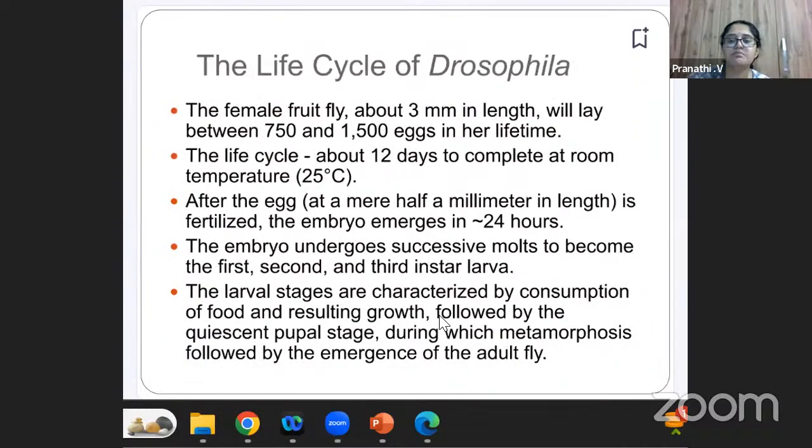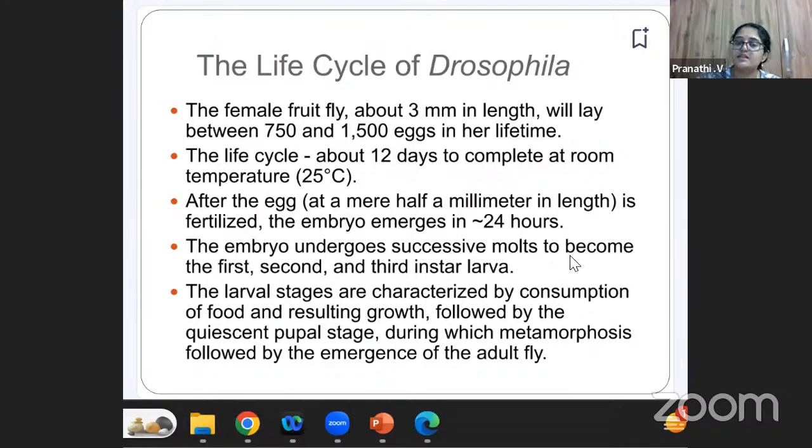So, what is it that is important in Drosophila? Its life cycle is quite short, just around 12 days to complete at room temperature, which is 25 degrees Celsius. And it is quite easy to look at its different stages, since it is a fruit fly, an insect. So you have the egg, larval, pupal, and adult forms. Through this, you can study the different phases of it.